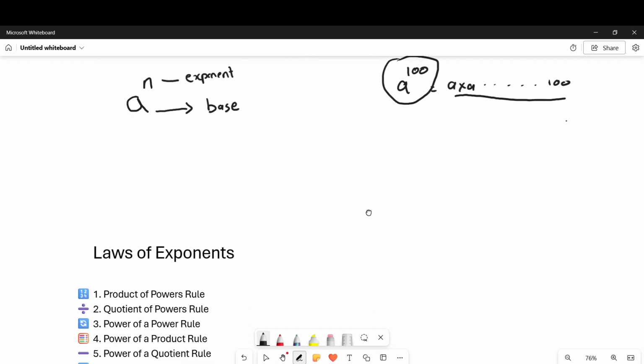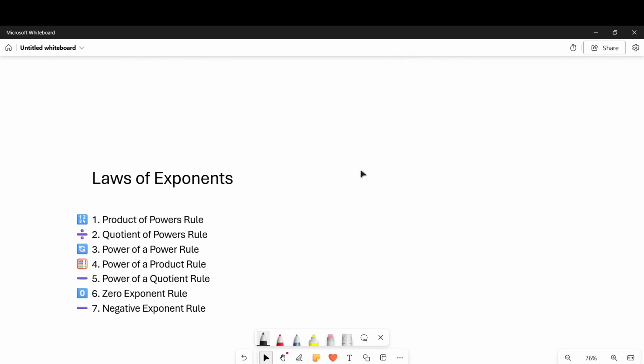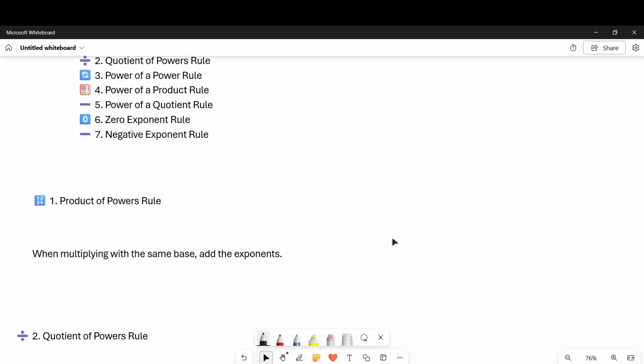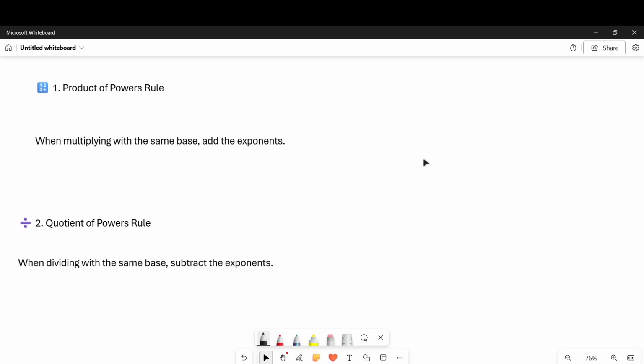Let's move to some laws of exponents. We are going to see them one by one, and how we manage exponents. The first rule is the product rule, the product of powers rule. It says that when multiplying with the same base, add the exponents. That means if you have a to the power n multiplied by a to the power m.